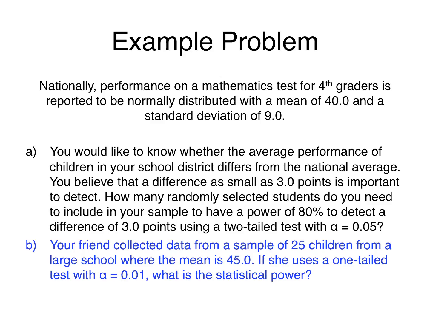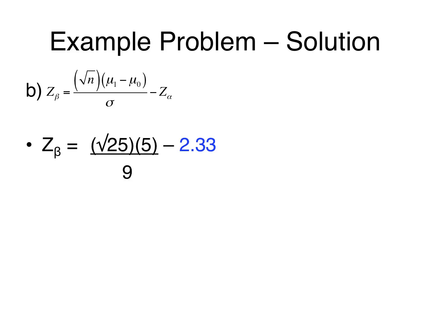The second question is, your friend collected data from a sample of 25 children from a large school where the mean is 45. If she uses a one-tailed test with an alpha of 0.01, what is the statistical power? So we use our power calculation formula. We plug in our sample size of 25.